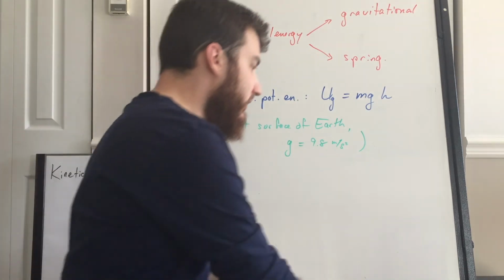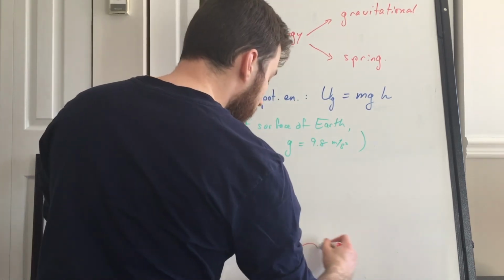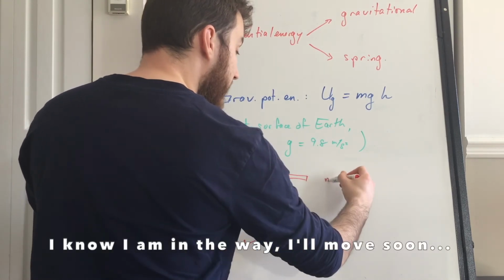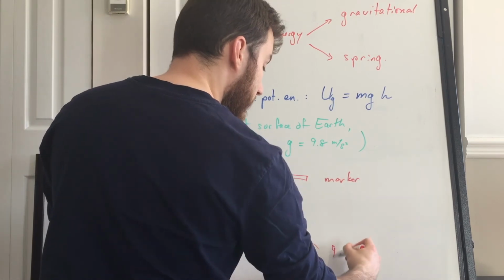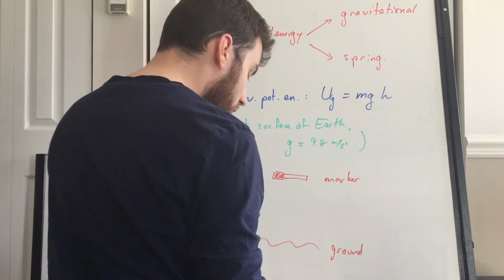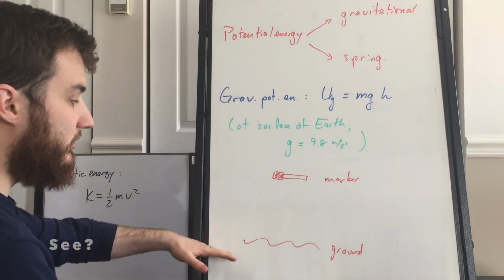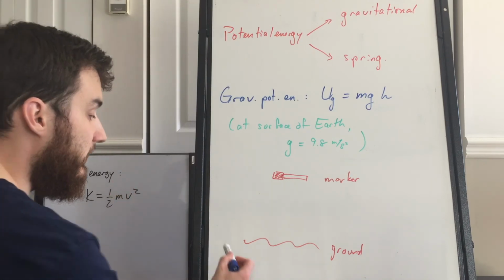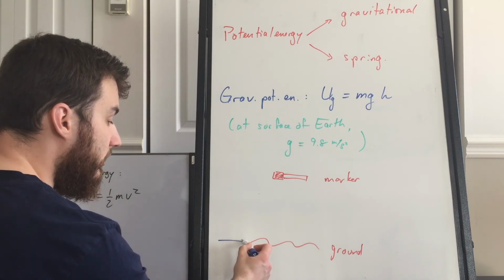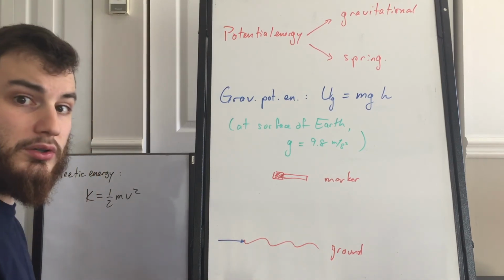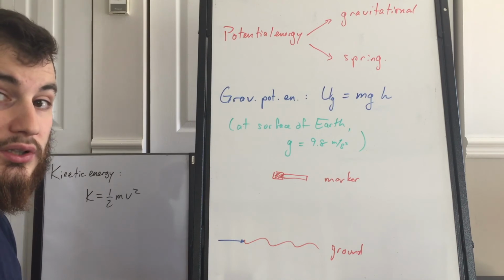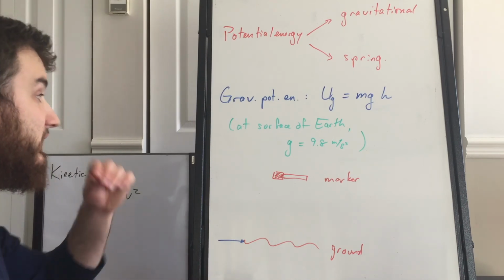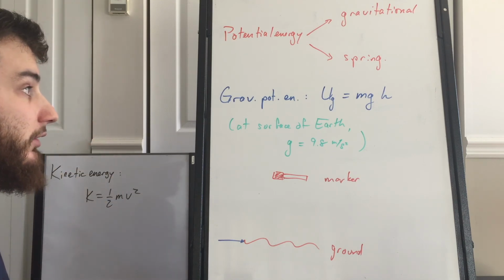h here is the height above some reference height. So if, for example, this is the marker and here is the ground, we can choose any height to be h equal to 0, but we must choose. Often it is the simplest to take the lowest point of the system, of the situation, to be h equal to 0. And that's it. That's it for gravitational potential energy.